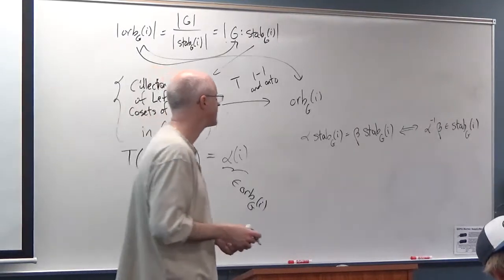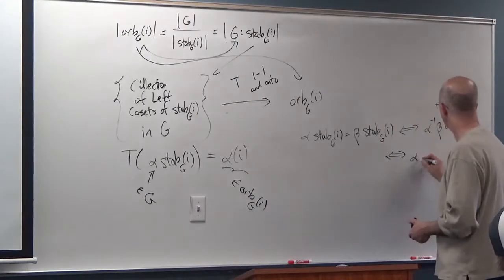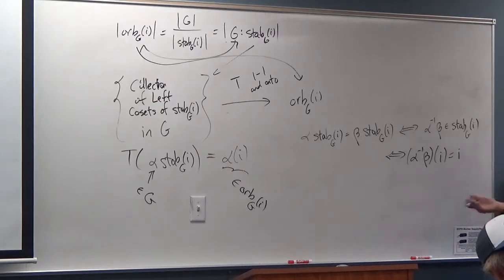One of the properties of cosets. But what does that mean? What does it mean to be in the stabilizer? It means when you apply it to I, you get I back. It stabilizes I. It doesn't move it.